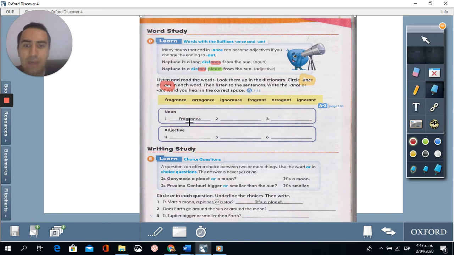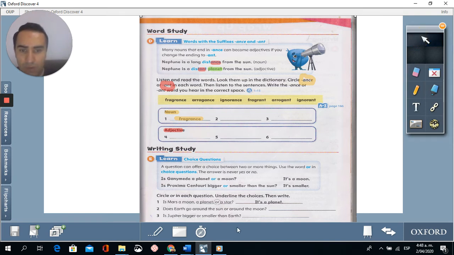Notice that after you have circled the ending, that is ance or ant, you're going to write the words here, right? Depending on whether it's a noun or an adjective. So I'm going to remark this again. If it's a noun, you're going to have it in this area, right? Noun. But if it's an adjective, then we're going to write it in this area. Okay, so I'm going to play the recording so you can hear it now.